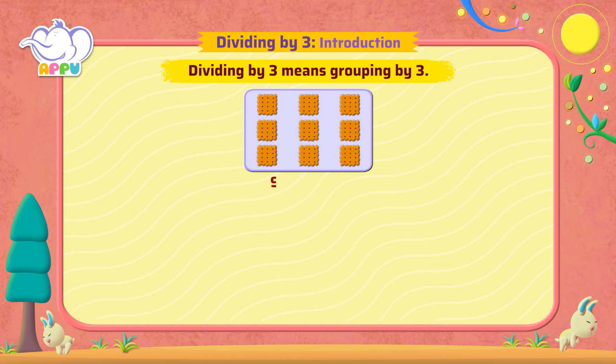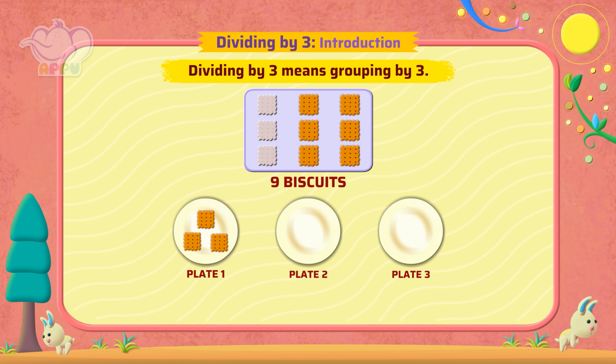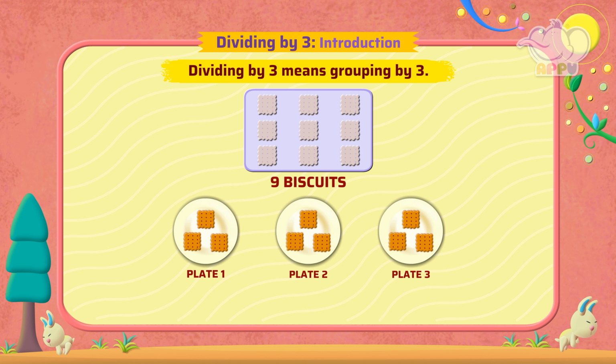Next, let's divide 9 biscuits in 3 plates. What do we get? We get 3 biscuits in 3 plates. So the answer is 3.